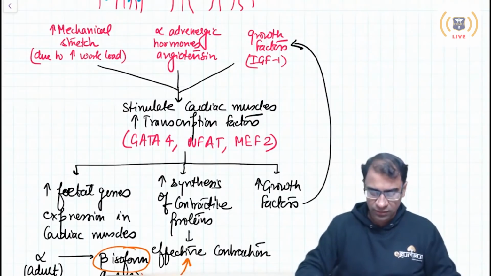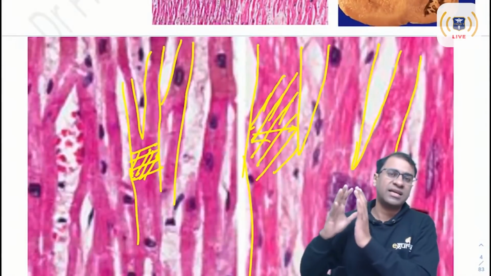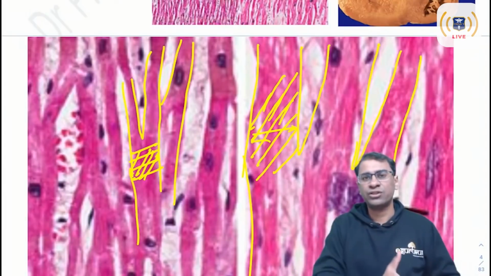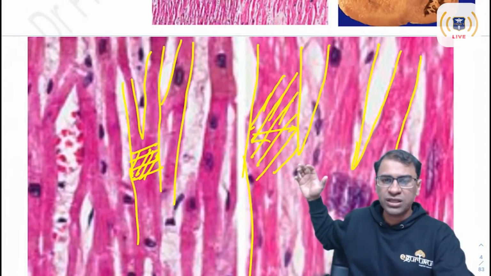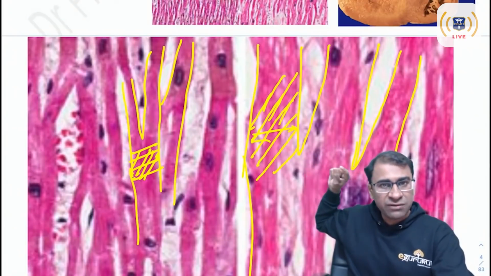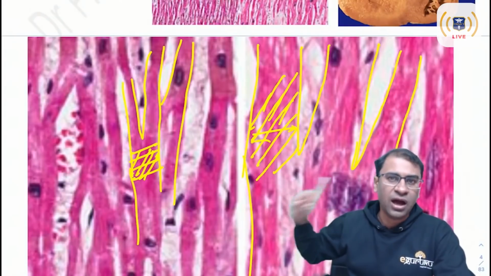I'll just show you that again. The effect is this. Look how effectively the heart has increased the contractile proteins. They have switched from the alpha isoform to the beta isoform. So in this heart muscle, where you're seeing this increased size, there will be more effective contraction, and this will persist as long as those injury stimuli are there.